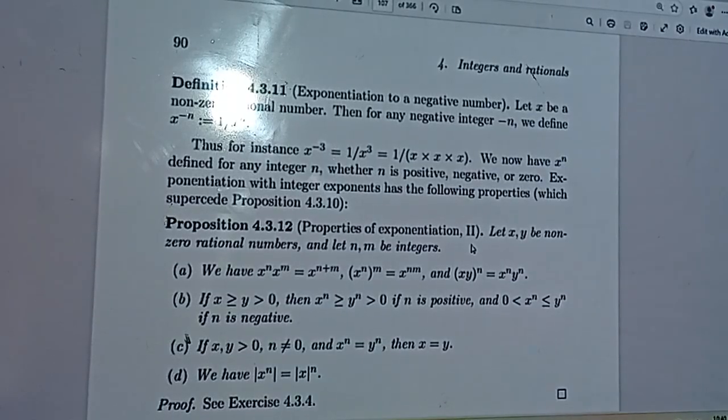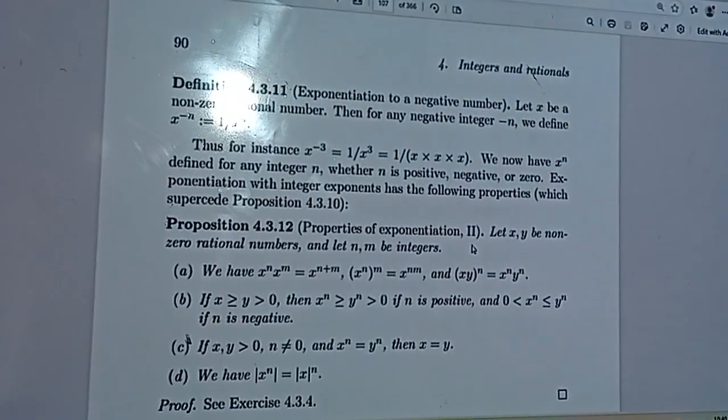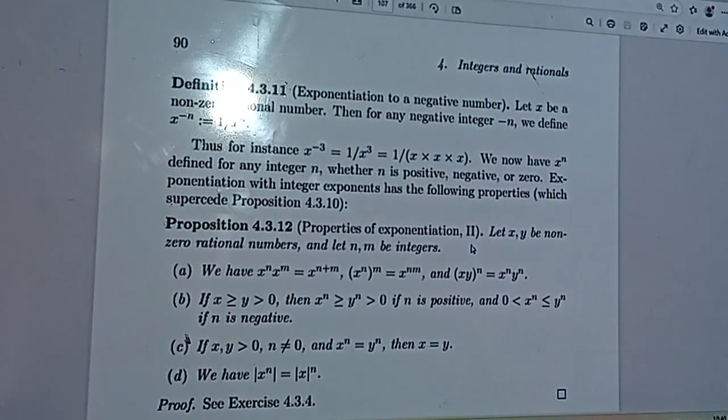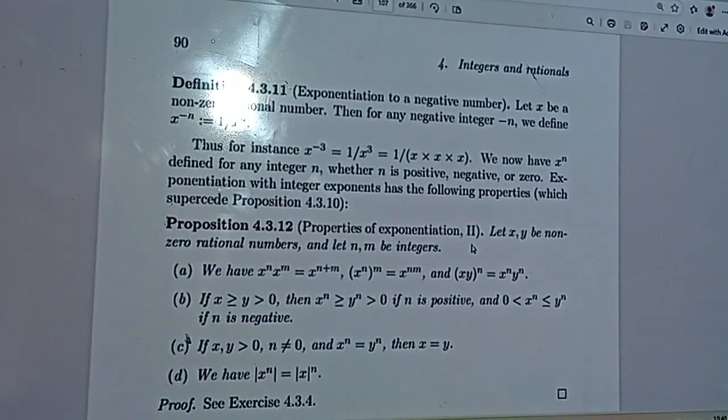For n equals 1, this is true. So you say, let n be an integer. First, you should prove it for n equals 0, no? For n equals 0, x to the 0 is 1, where x and y are non-zero. Then the absolute value of x raised to the power 0 is also 1, therefore it is true for 0. Similarly, it is true for 1.